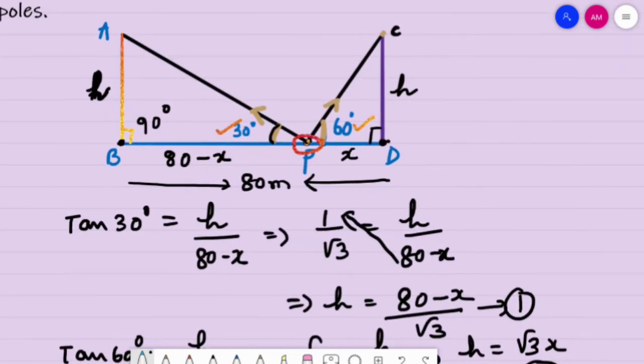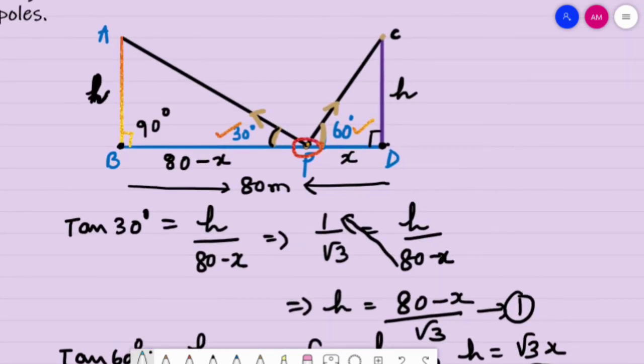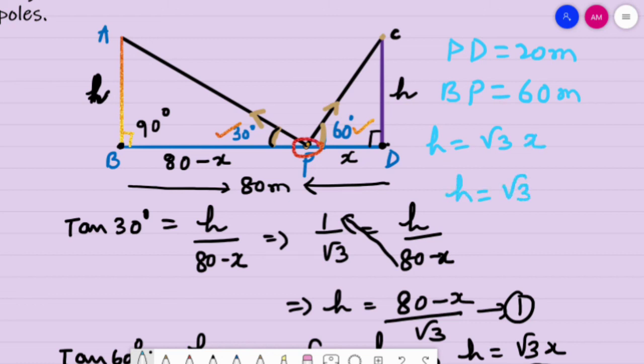Now let us come here. X is equal to 20 meters. That means PD is equal to 20 meters. So BP will become 80 minus 20, which is 60 meters. Now, how will you find H? See children, from here you take any one equation. H is equal to root 3 X. Suppose you take H is equal to root 3 X. Now see, H will be equal to root 3, and X was equal to 20. So H will be equal to 20 root 3 meters.